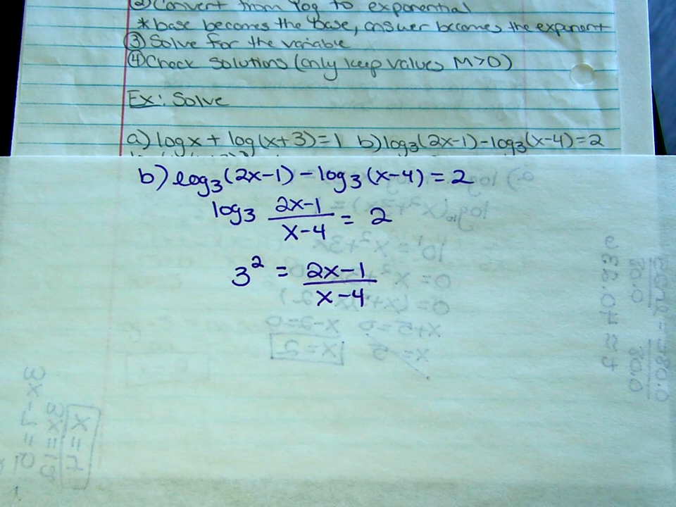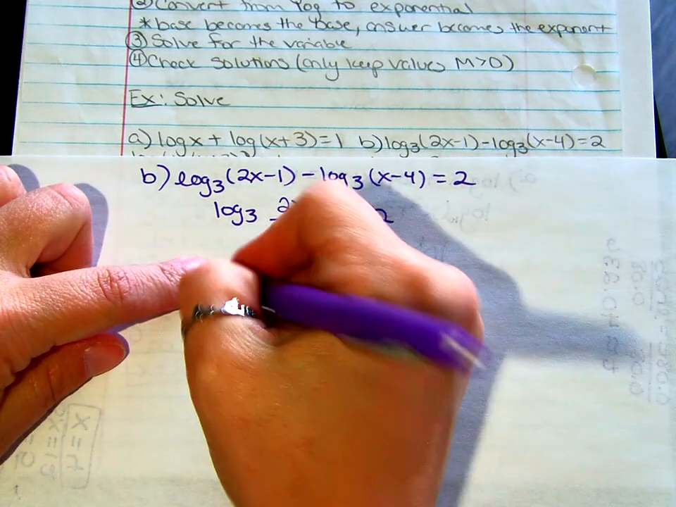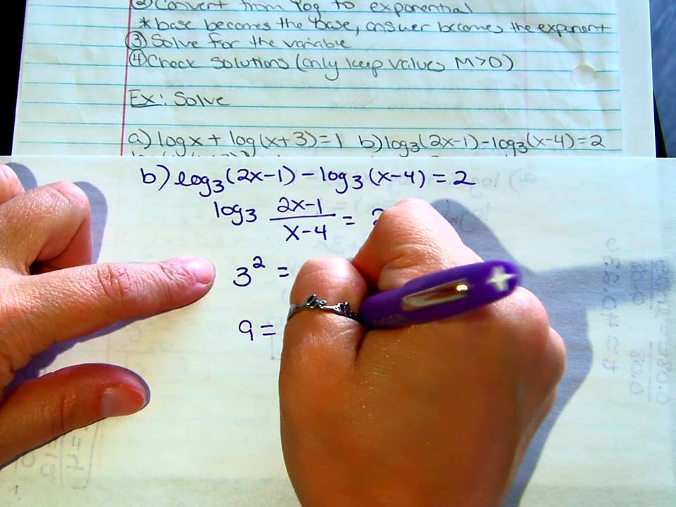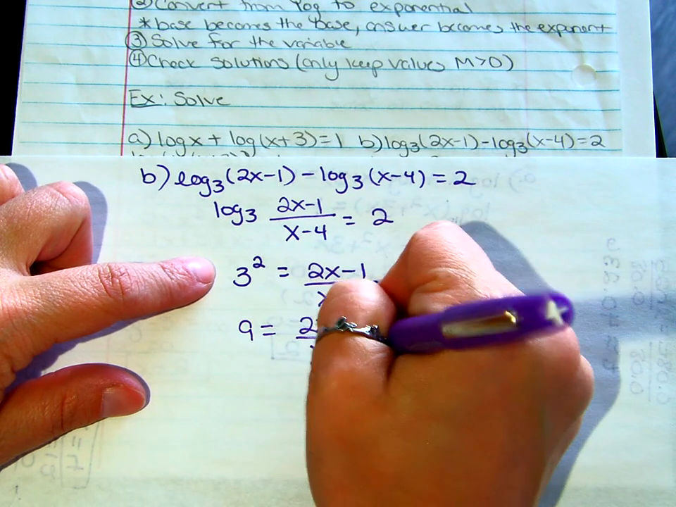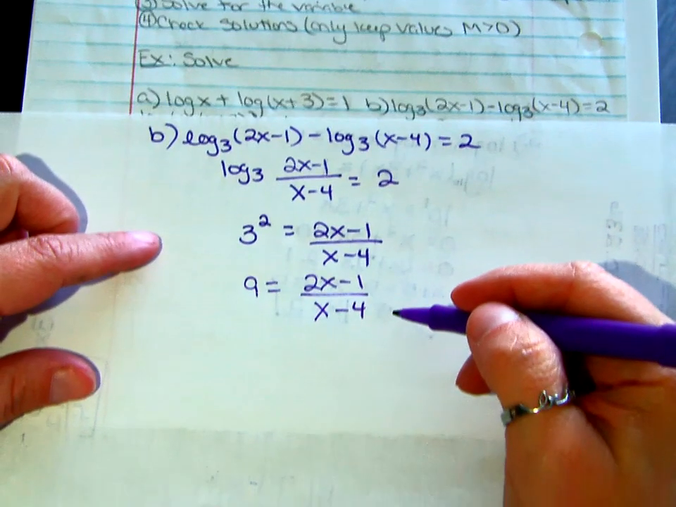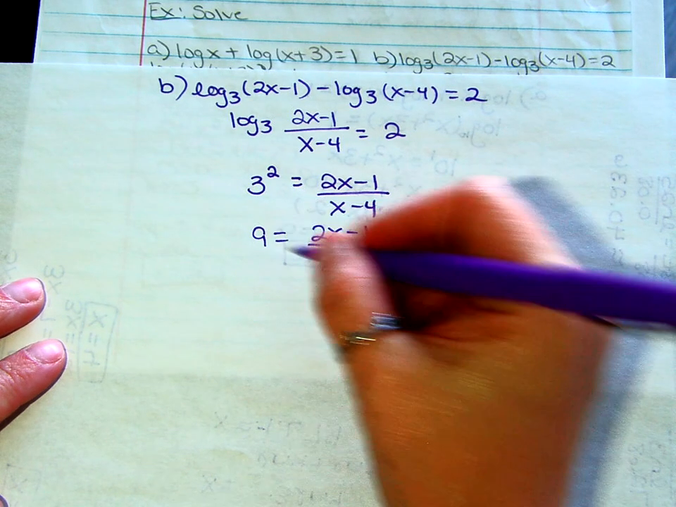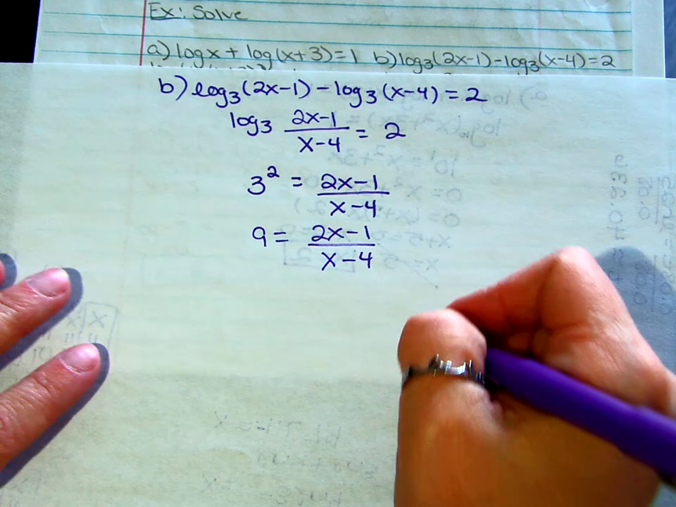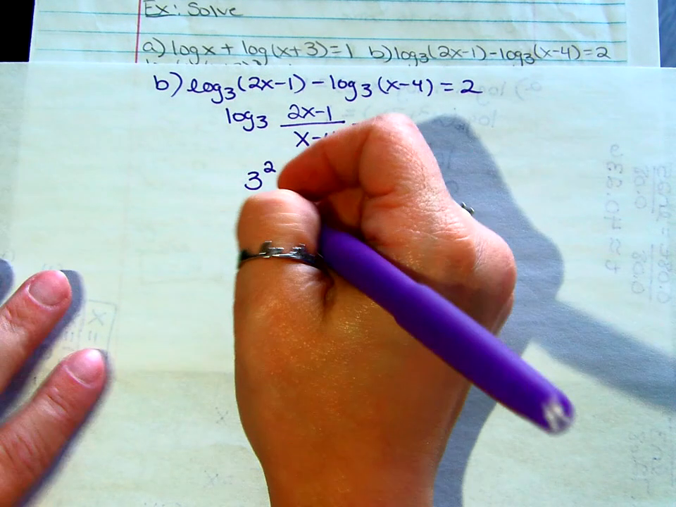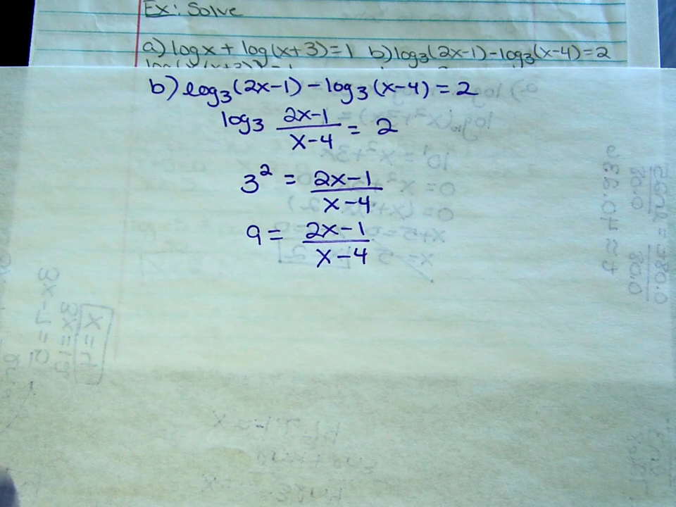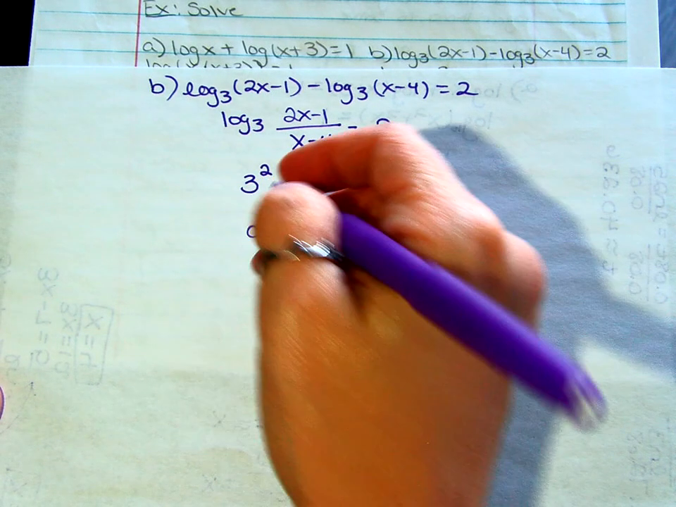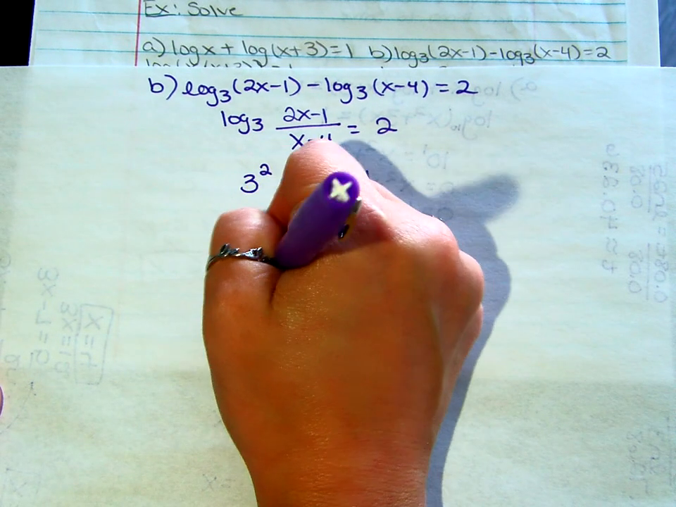Well, 3 squared is 9. And notice I have an x both in my numerator and my denominator, so I'm going to have to multiply my denominator over so that I can start moving things around and isolating my variable. So if I multiply by x minus 4, I'll end up with 9x minus 36 equals 2x minus 4.